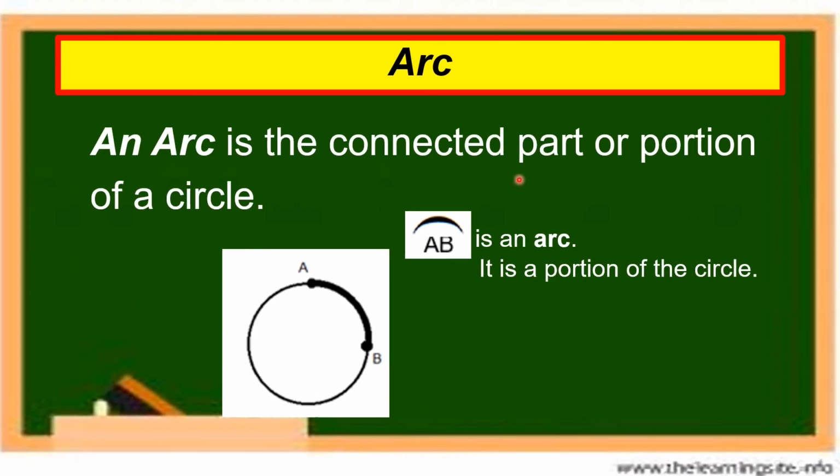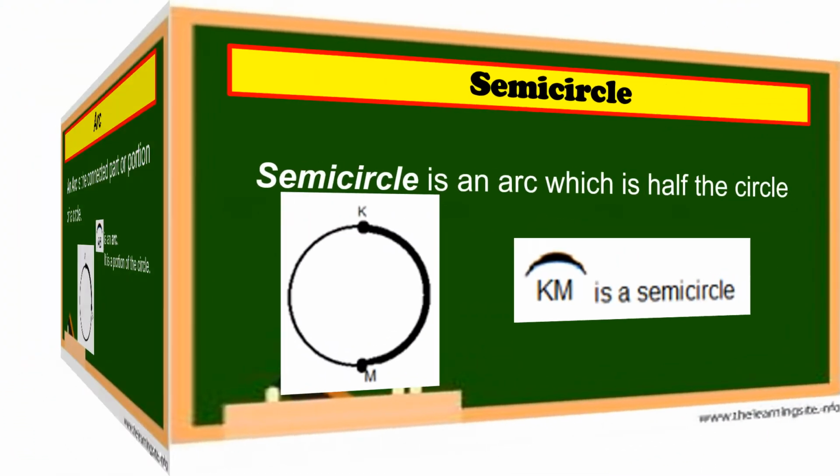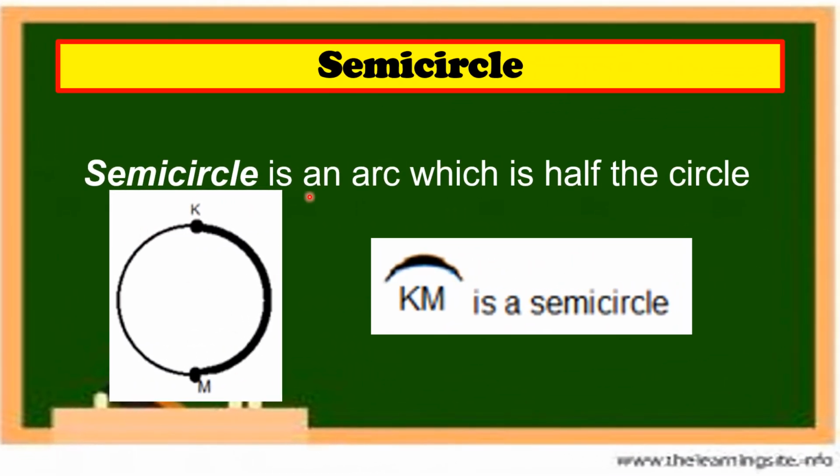Arc is the connected part or portion of a circle. So we have this arc. This is arc AB. This is a connected part or portion of a circle. A semicircle is an arc which is half the circle. This arc is half the circle. So this arc KM is a semicircle.